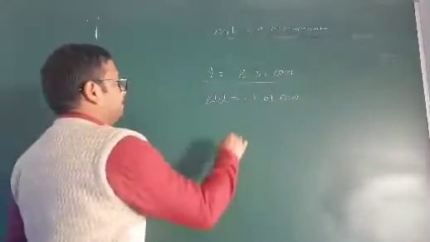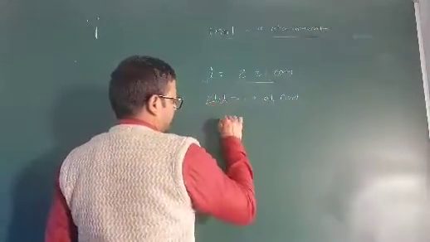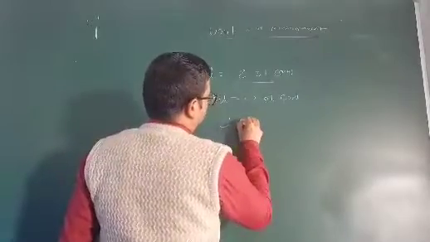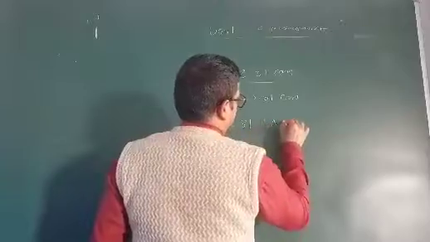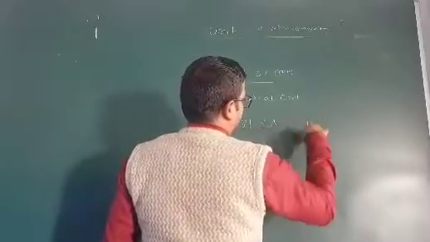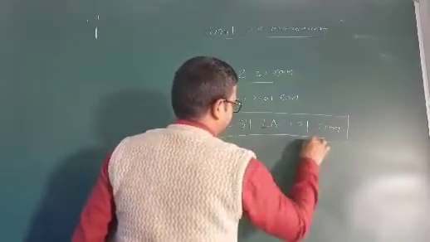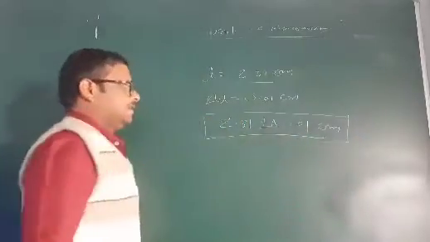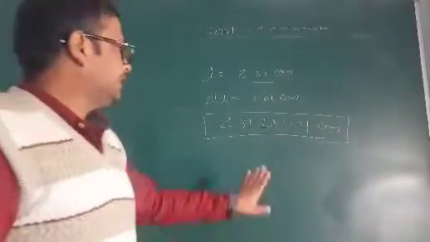So the complete data can be written as 2.31 plus minus delta 0.01 centimeter. Okay, this is the error form. This is the error form of any data. You may write down any data in error form.